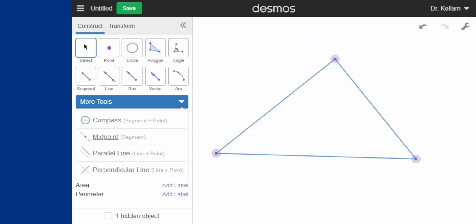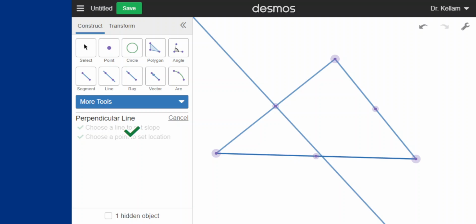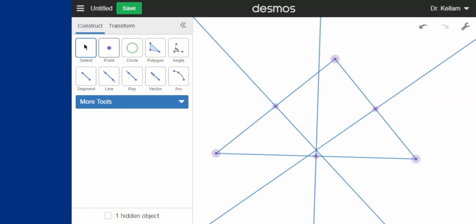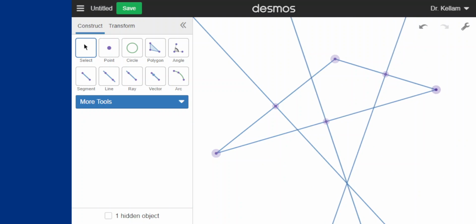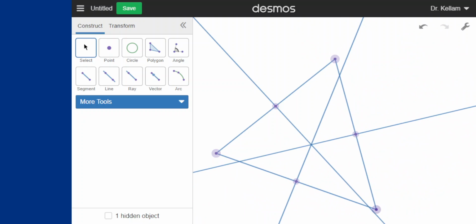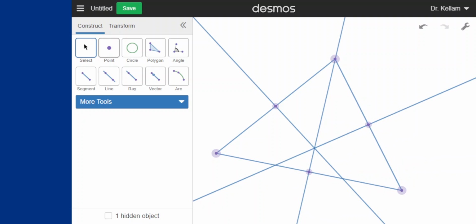Now, if we have the perpendicular bisectors of the triangle, which we know go through the midpoints, and they're lines that are perpendicular to the sides, we will see that these intersect each other. Sometimes they intersect each other on the outside of the triangle, sometimes they intersect each other on the inside of the triangle, but they do intersect each other. And that point of intersection is known as the circumcenter.